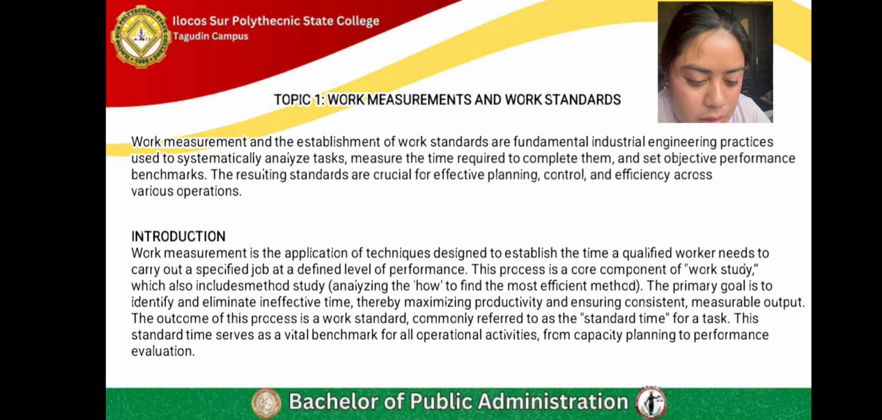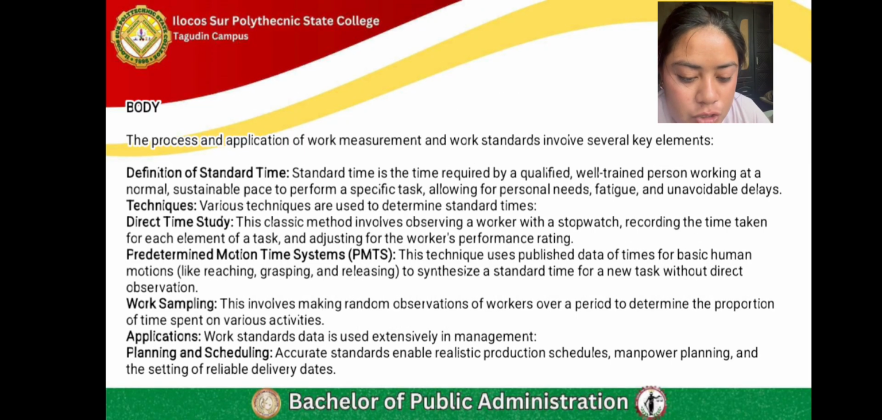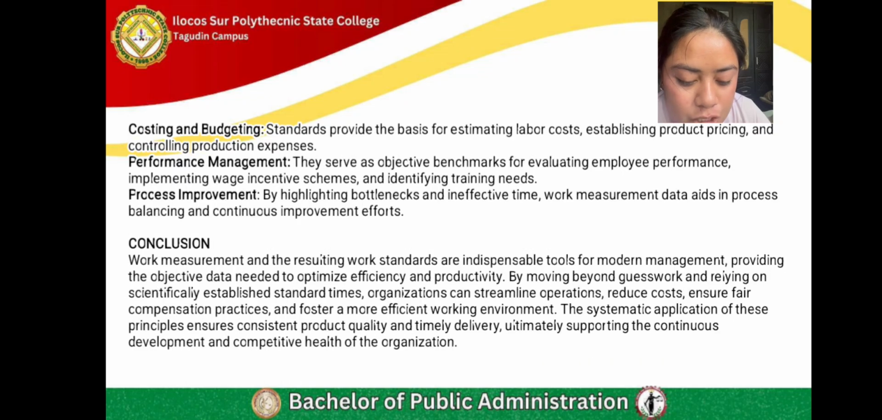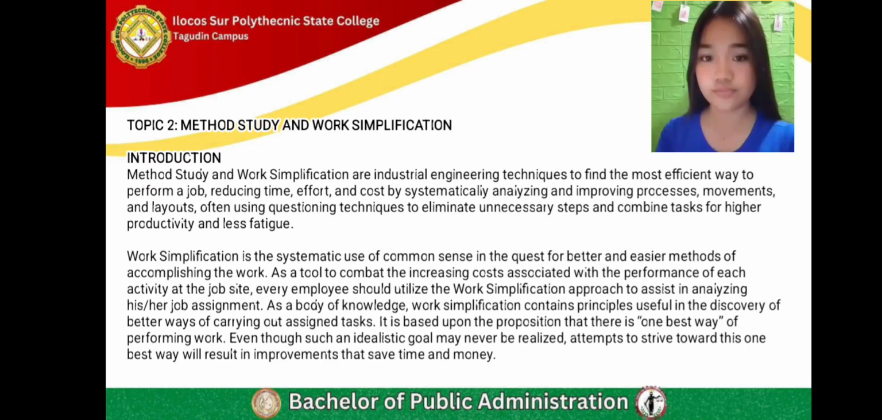Work measurement is a systematic industrial engineering technique used to establish the standard time required for a qualified worker to complete a specific task at a defined rate of performance. These methods include time study, work sampling, and predetermined motion time system. The resulting time allowed for a job enables performance benchmarking, accurate costing, scheduling, and labor capacity planning.